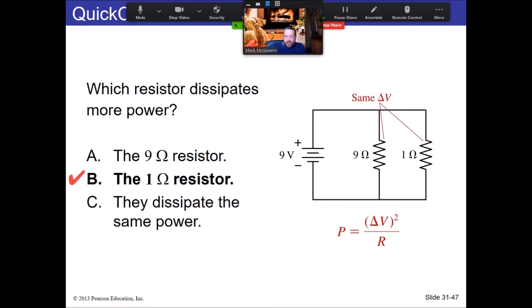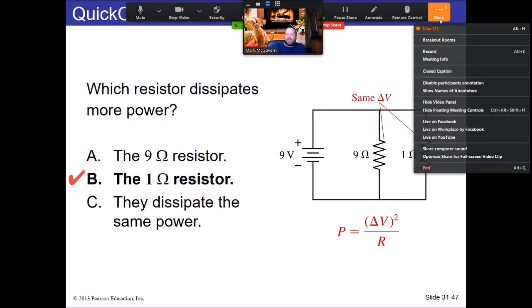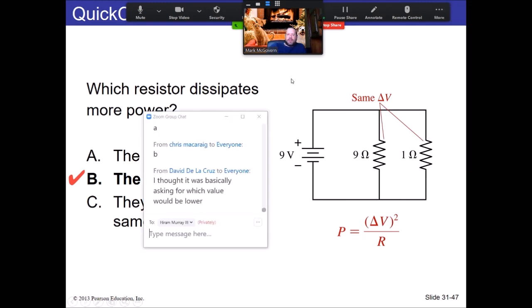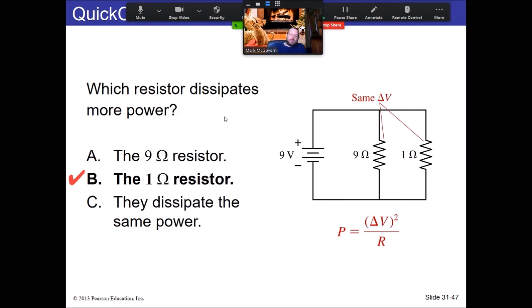Now, if you said A, I'm very happy that you said A, because you're going to learn something. Having a higher resistance does not mean more power. Okay, so here's the logic. Here's another way to think about it. Because we can analyze this circuit, right?